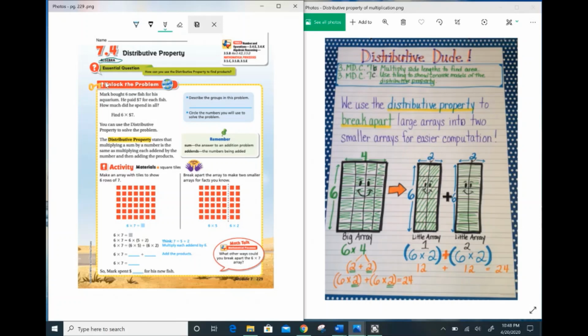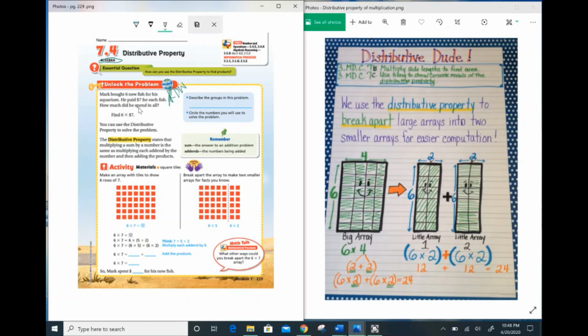All right, boys and girls, now I'm going to use my read, draw, write right here. So Mark bought 6 new fish for his aquarium. He paid $7 for each fish. How much did he spend in all?